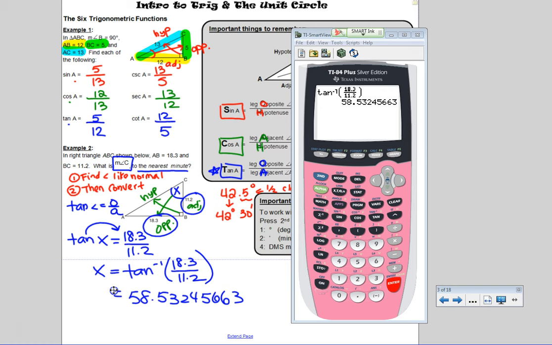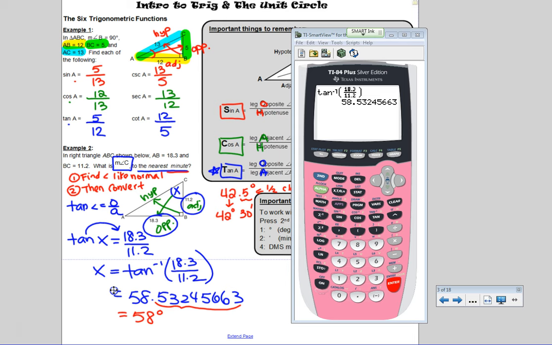So if we have to round it to the nearest minute, we know that our answer is definitely going to be 58 degrees. This part right here is what makes the nearest minute marker. So we already talked about how half a degree would be roughly half of an hour, which is 30 minutes. So we can estimate that that's going to be just over 30 minutes, maybe 31, 32, 33 at the most. But we don't have to figure that out. The calculator can actually do the conversion.